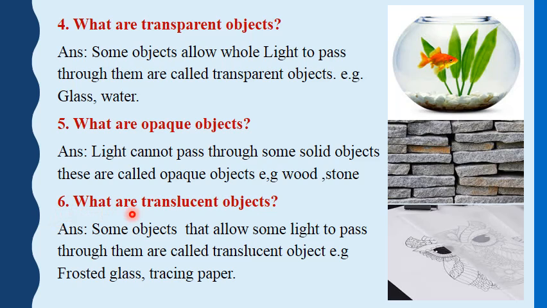Then we have question number 6, what are translucent objects? So some objects that allow some light to pass through them are called translucent objects. For example, frosted glass, tracing paper. It means some objects allow some light to pass through them and we cannot clearly see through that object. They allow only some light to pass through them. We have different examples like frosted glass, tracing paper, butter paper, tissue paper. All these are examples of translucent objects.